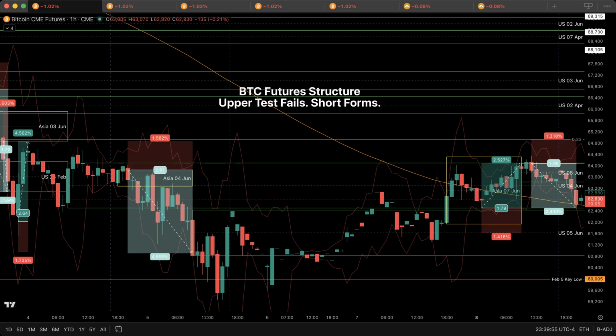Before reading June 8th U.S. session, keep the higher time frame field visible. The weekly chart is still active. April 1st weekly basis box lower boundary. March 1st weekly basis box lower boundary. February 1st weekly basis box lower boundary. Weekly 0.33. Weekly 0.25. February 5th key low. The falling trend line. The rising trend line. These areas still shape the 1-hour chart.